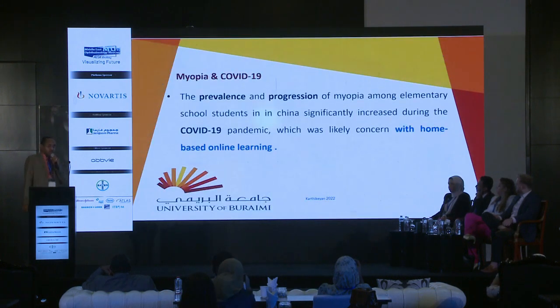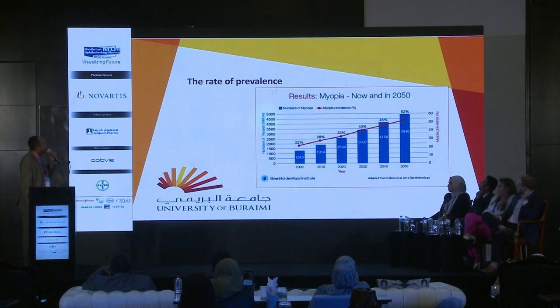During COVID-19, there was more progression of myopia, according to studies done in 2020-22 in China. It increased during the COVID-19 pandemic, but according to this study, it was due to home-based learning, because children stayed more time indoors. This study was done in... The expectation for myopia, they said, is that by 2050 it should reach around 50%, but now you can find some studies saying the number is already near 50% and more than 30%. This is according to Brian Holden Vision Institute.